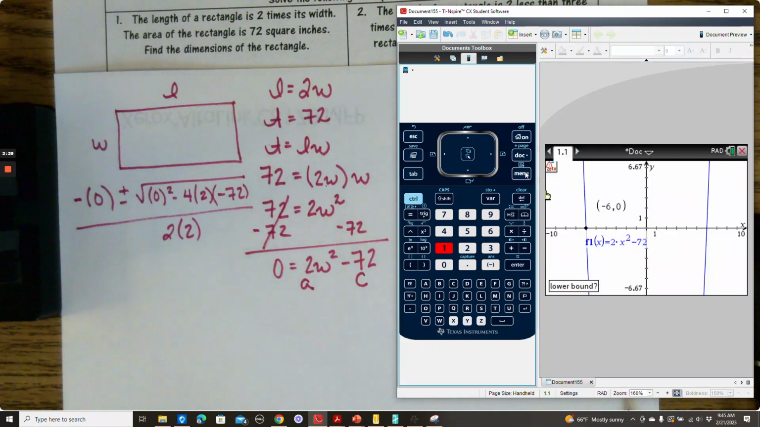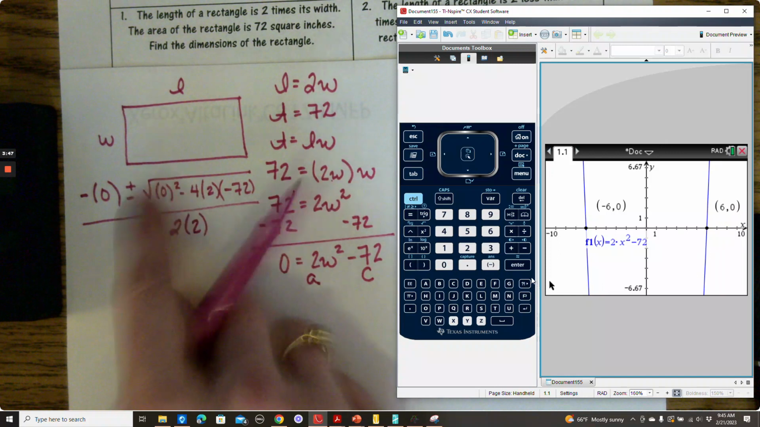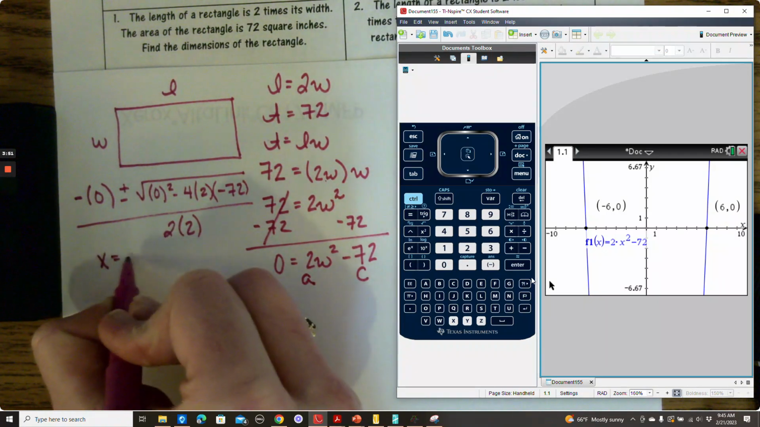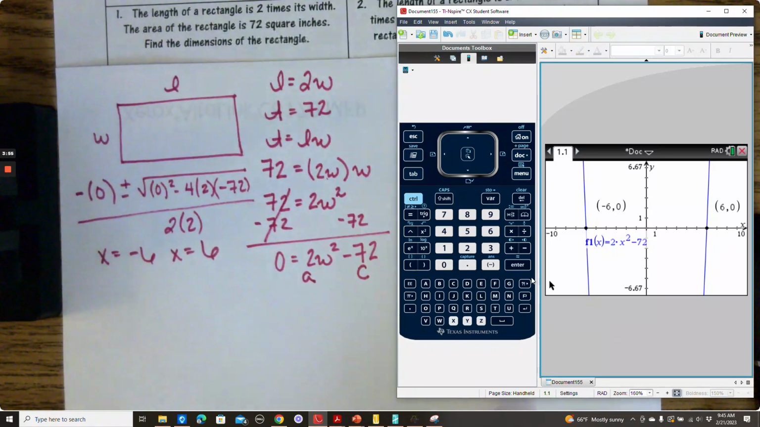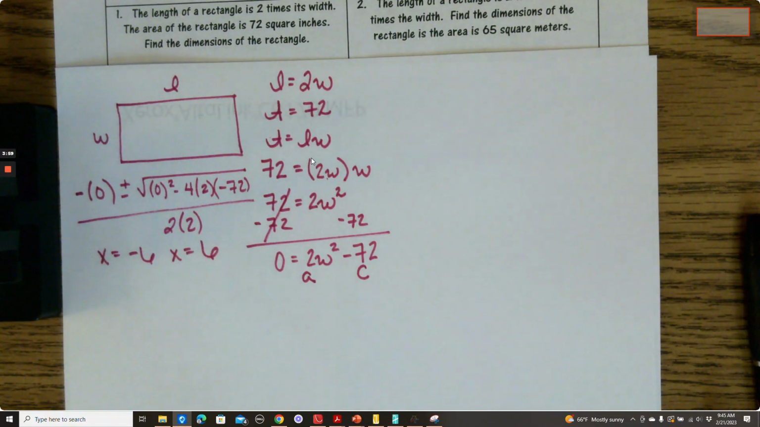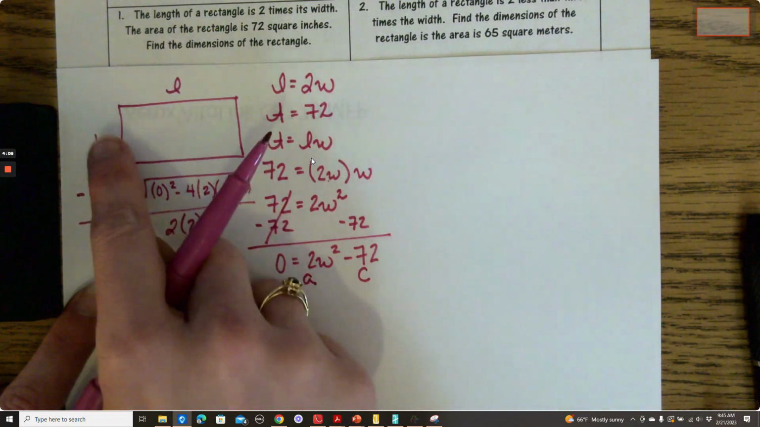There's typically 2 of them. There can be only 1. But there are my solutions: negative 6 and positive 6. And I would get the same thing if I solved this. I would get x equals negative 6 and x equals positive 6. But here's what makes these tricky, because you have to pick, because sometimes one doesn't work. And it's not even x, it's W, the width.